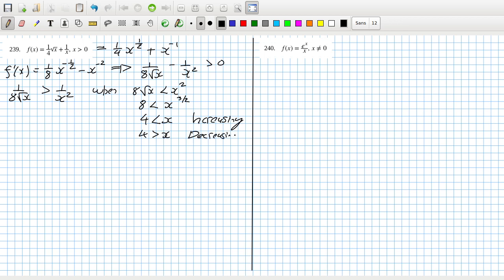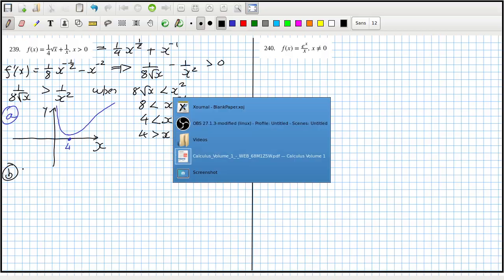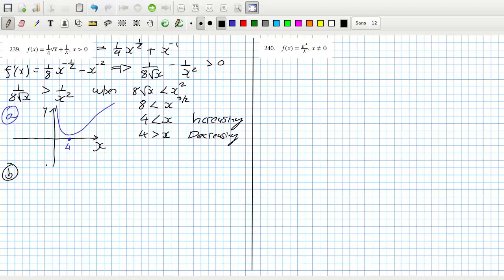And that kind of makes sense because when you look at the shape of the graph, it's coming down from infinity. It's coming down to 4. And then I guess when this vanishes away, it kind of returns back to a sort of a square root shape. So that's for A. So B is the local min or max.